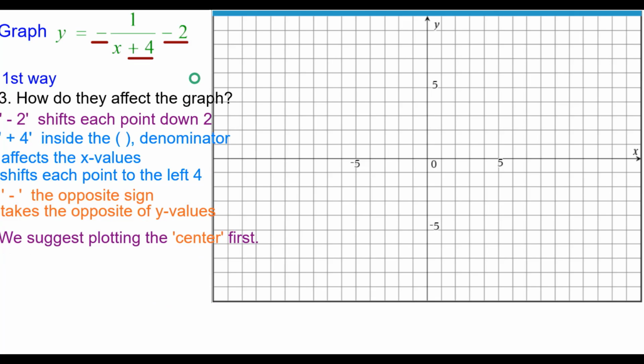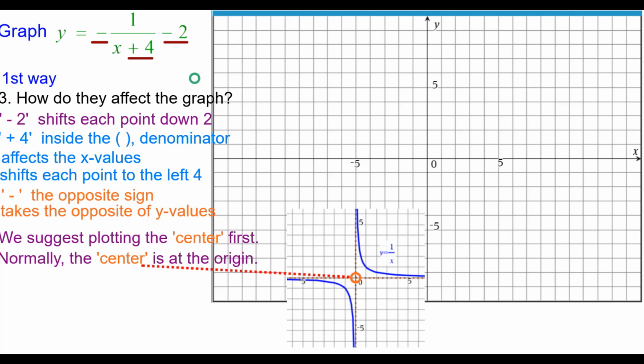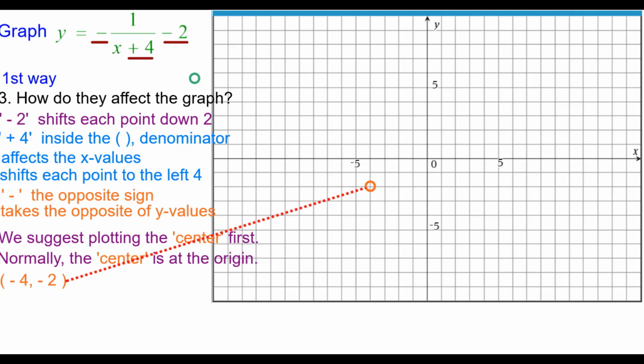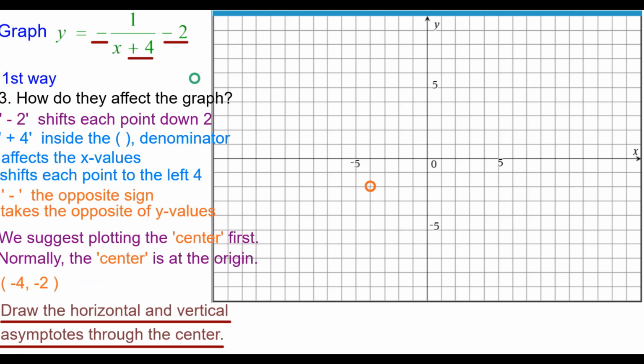So we suggest plotting the center of the hyperbola first, which is normally at the origin. But in this case, we have to move each point to the left 4, so it's going to be negative 4. And we move each point down 2, so negative 2. So the point negative 4, negative 2 is the center of our hyperbola. And we need to draw horizontal and vertical asymptotes through the center that are perpendicular. So one of them will be y equals negative 2. The other one will be x equals negative 4.